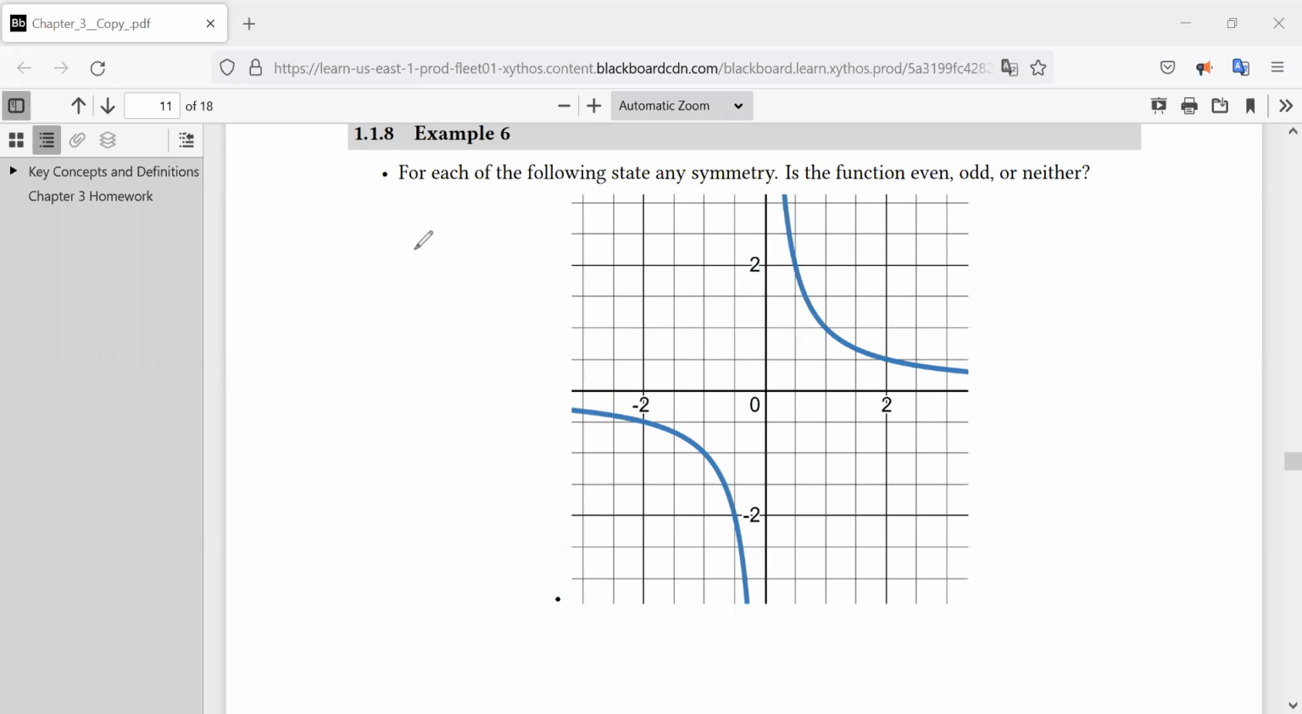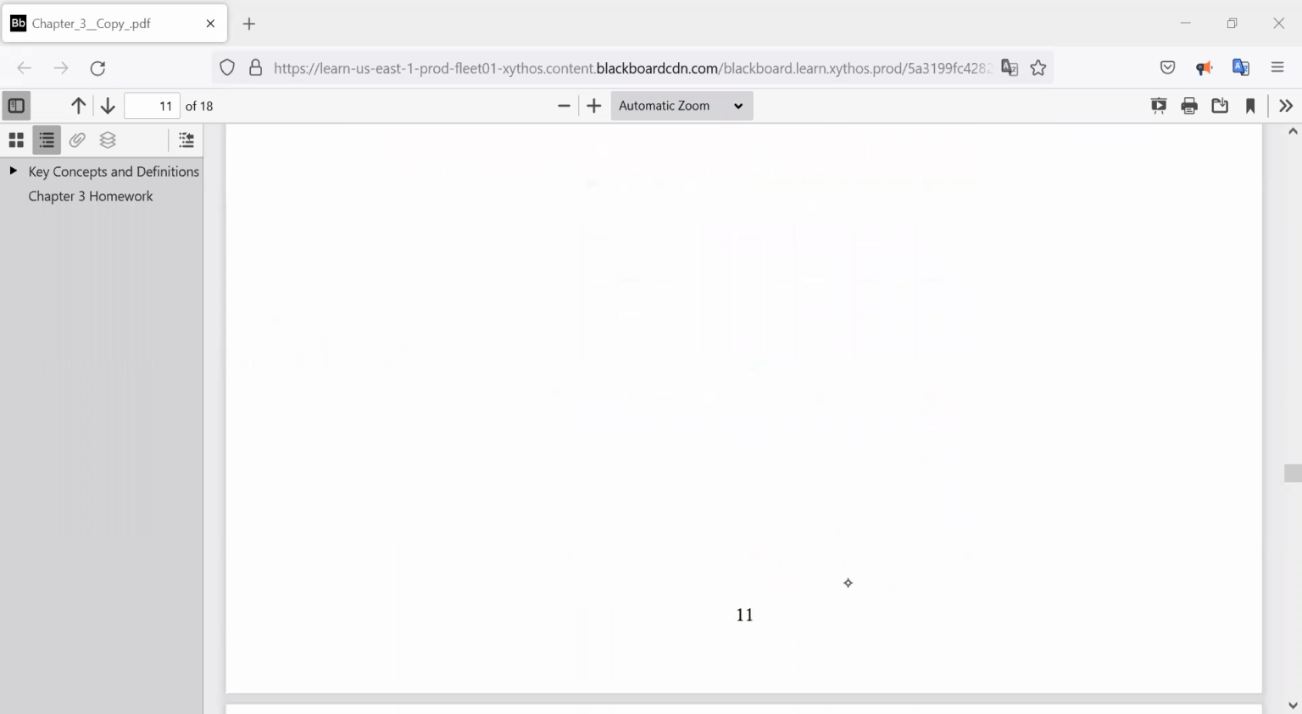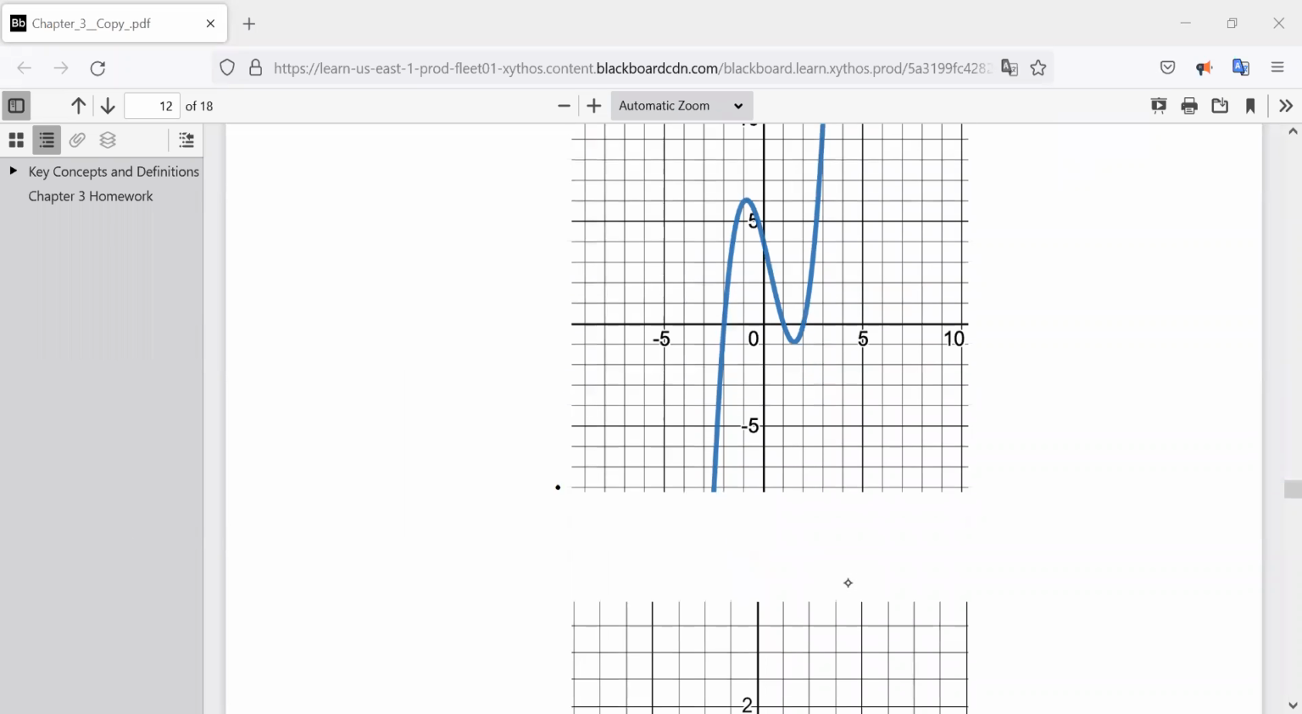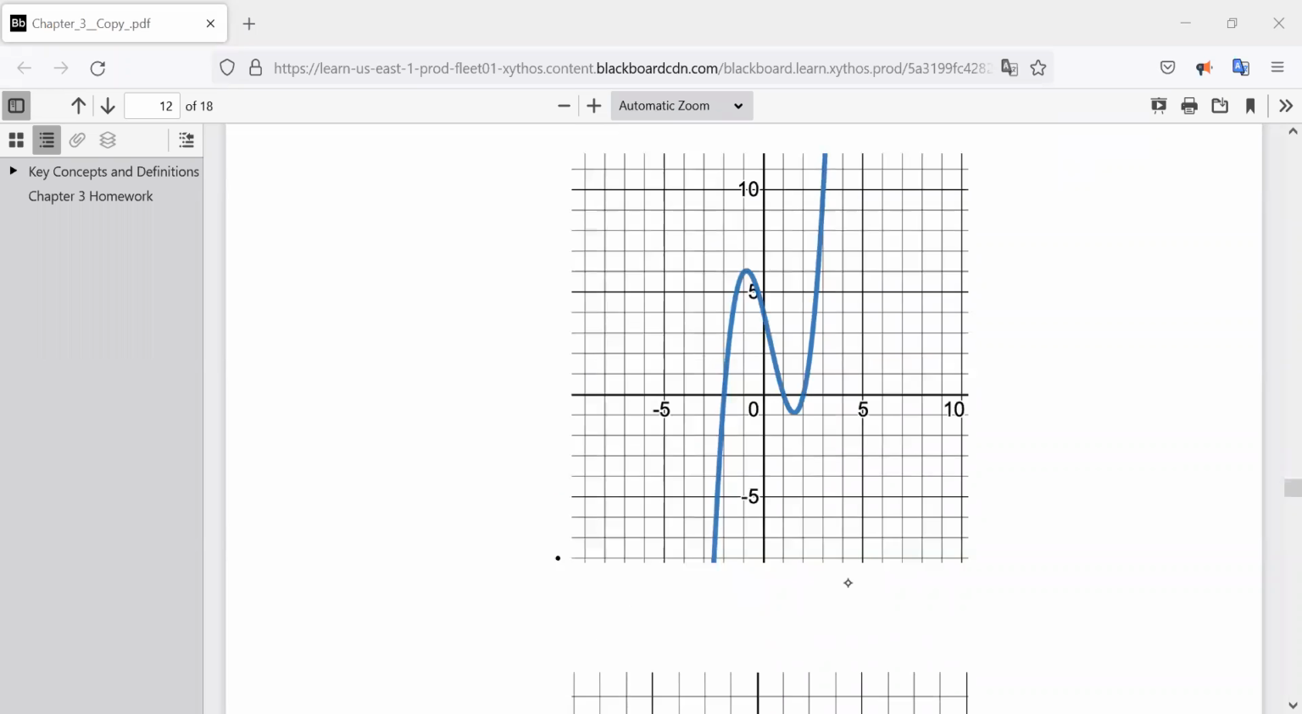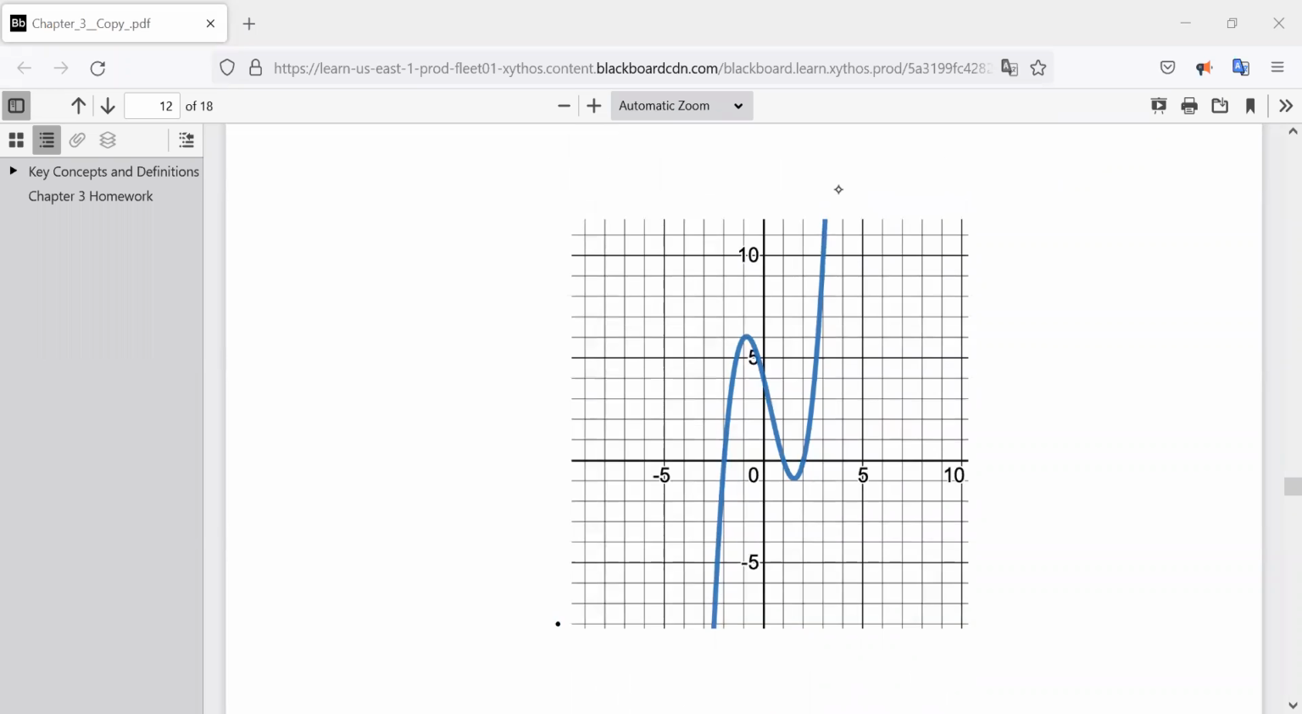Another way we can write this function is f of x equals 1 over x, which is also equal to x to the negative 1. And it's going to be tied to this exponent right here, whether or not a function is odd or even. The first one would be odd, yes, because you flip it over the two axes and you get the same thing.